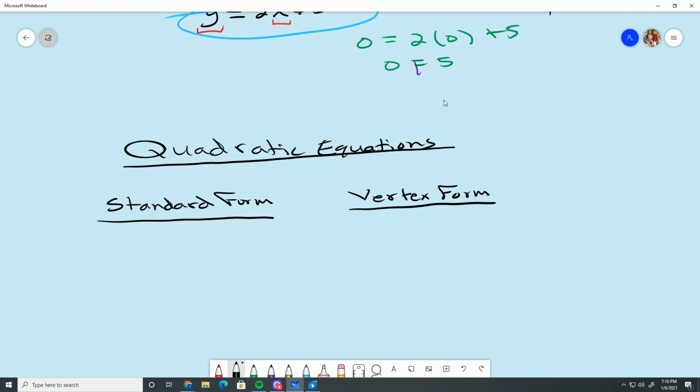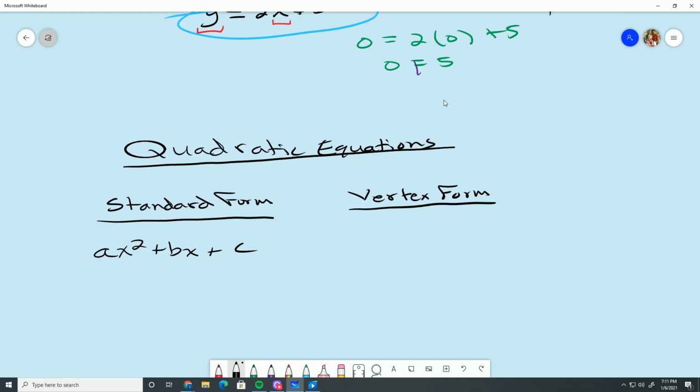So standard form is ax squared plus bx plus c. Notice there's no equal sign there right now as I've written it, so technically that's an expression, not an equation. I just want to clarify.